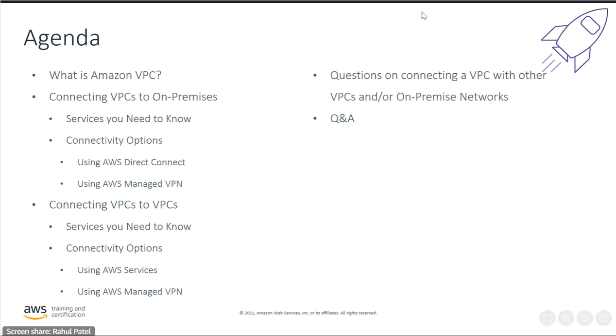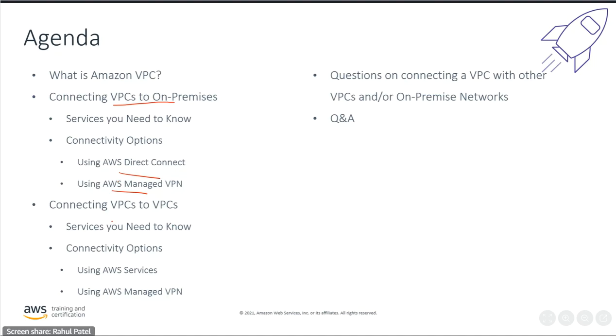Today, we are going to focus on connecting VPCs to on-premises network. So basically, if you have a scenario where you want to connect your VPC to your on-premises network, what are the options that are available and which services we can use for such type of connection? Here we can use Direct Connect or AWS Managed VPN. These are some of the connectivity options that are available, and we are going to explore these connectivity options.